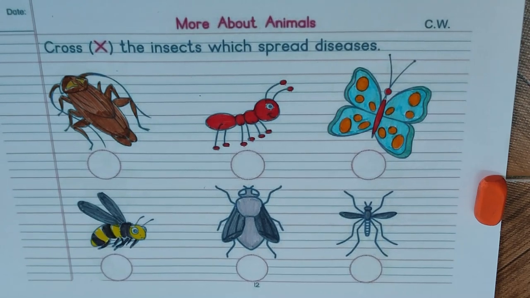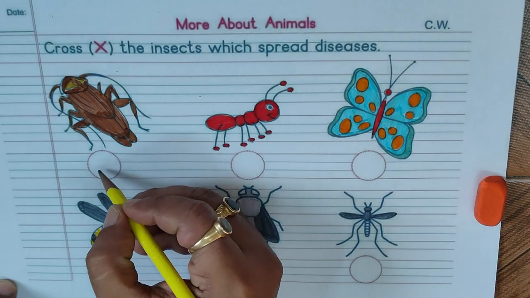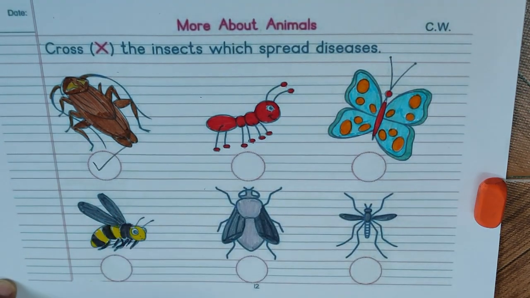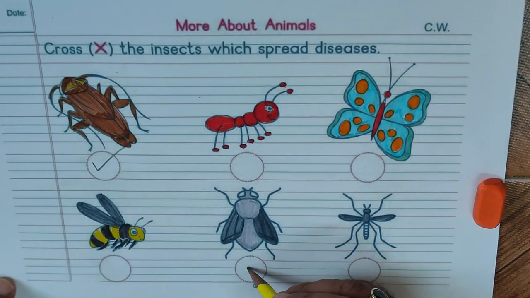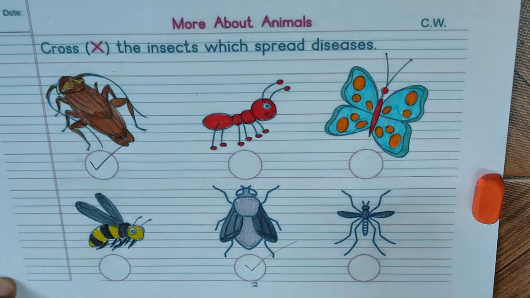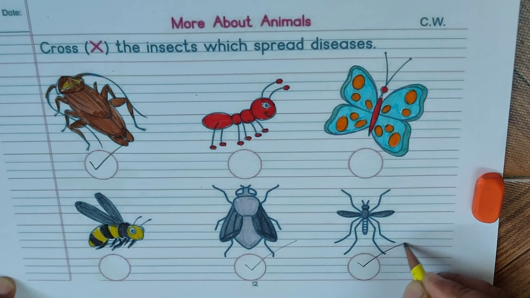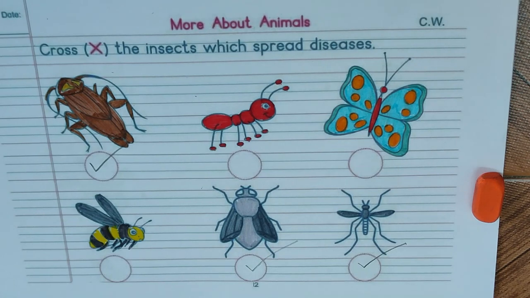Next is cross the insects which spread diseases. Instead of crossing, we will put check. First is cockroach, it spreads diseases because it travels in dirty areas. Next, ant doesn't spread diseases. Butterfly doesn't spread diseases. Bee doesn't spread diseases. Housefly does because it also goes to dirty areas. And mosquito is definitely a carrier of various diseases, for example, malaria and others.